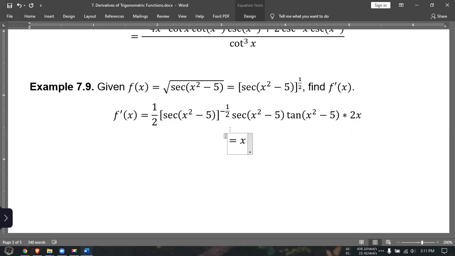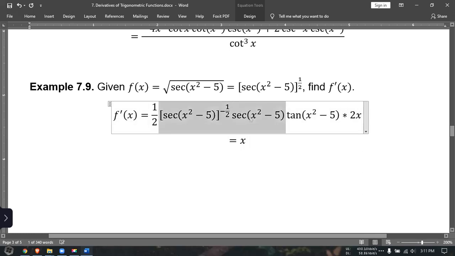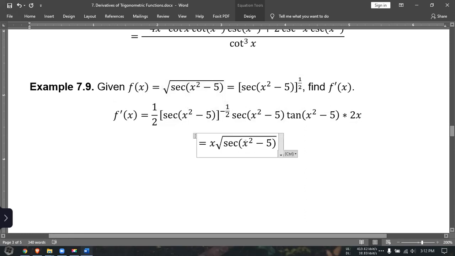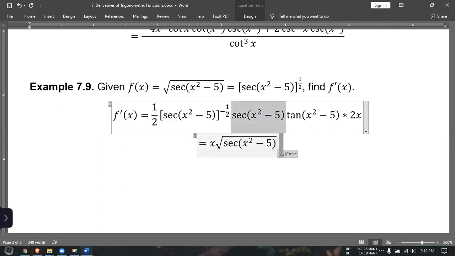Okay, then this is what I'm trying to explain a while ago. If this is x raised to negative 1 times x, we just have x raised to 1/2. Or x raised to 1/2 is square root of x. I will copy this. We have x square root of secant x squared minus 5. This again came from here. Okay. Square root of secant x squared minus 5 came from this expression.